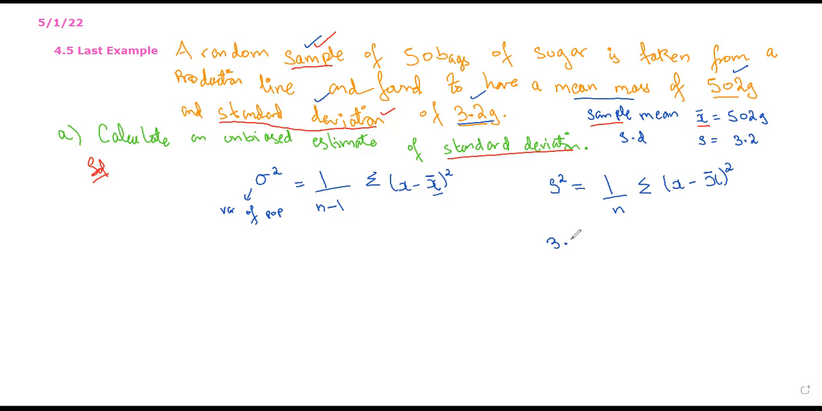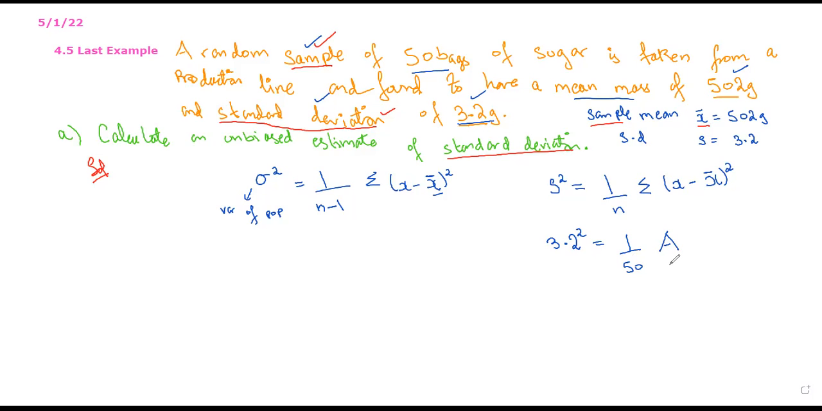So the variance would be 3.2 square, equals 1 by, what would be n? N is 50. Excellent. And let's write it down as x, because no, x is not a good variable. Let's write it down as capital A. Because we already have x for something, so let's use capital A.